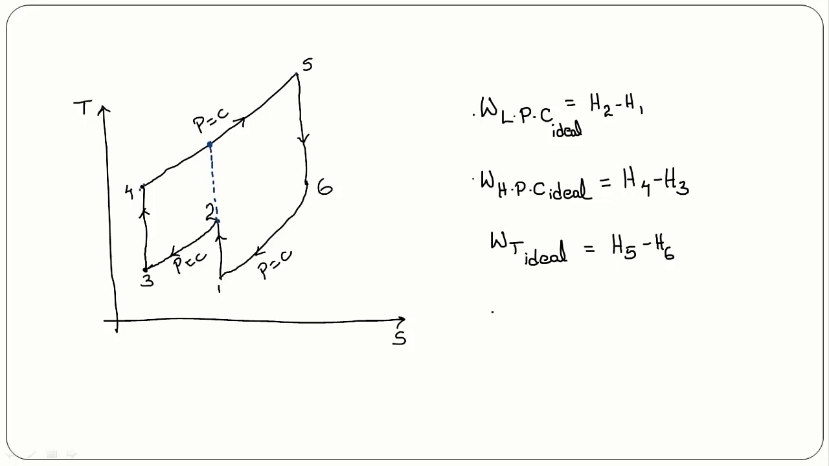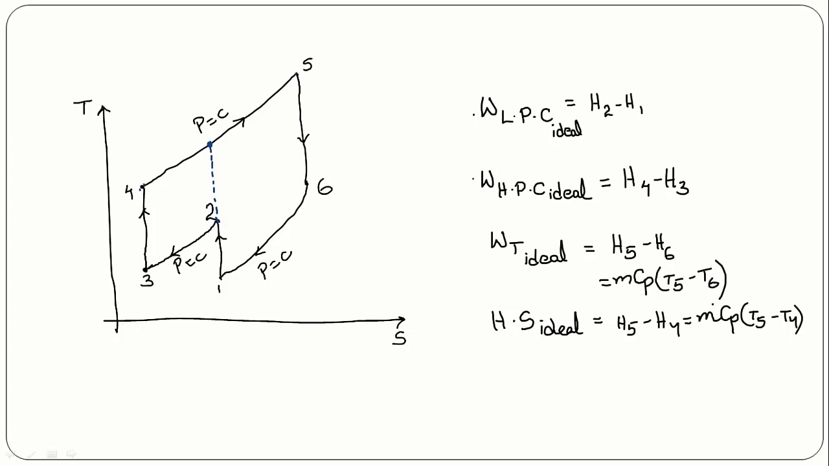So the heat supplied here will be H5 minus H4, or MCP (T5 minus T4). So this is MCP (T5 minus T6) here. You can write this as MCP (T4 minus T3) and this as MCP (T2 minus T1). So these are the work done and heat supplied.